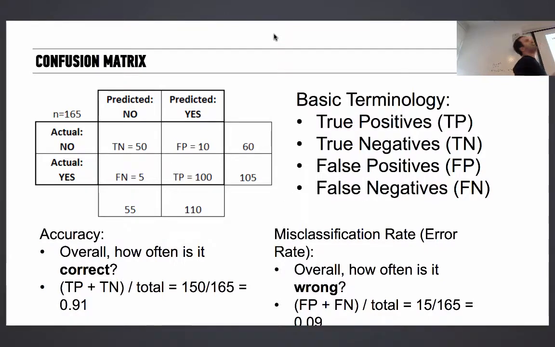We have a misclassification error, or misclassification rate, or an error rate, which is just 1 minus the accuracy. Overall, how often was it wrong? Which is false positive plus false negative over all of them, which in this case is 0.09, 9%. So it's right 91% of the time, wrong 9% of the time. So that makes sense that they add up to 100% because the test is either right or wrong.